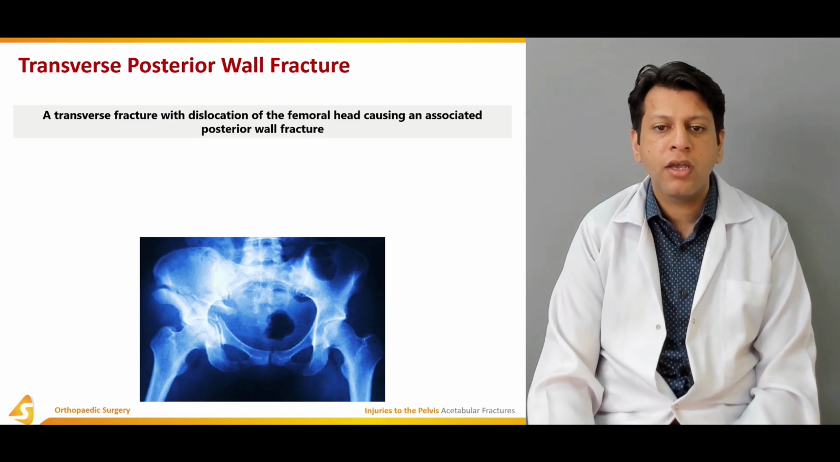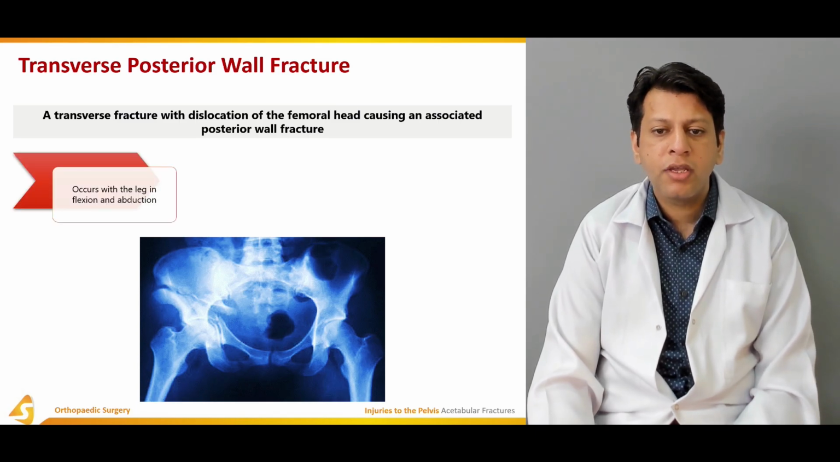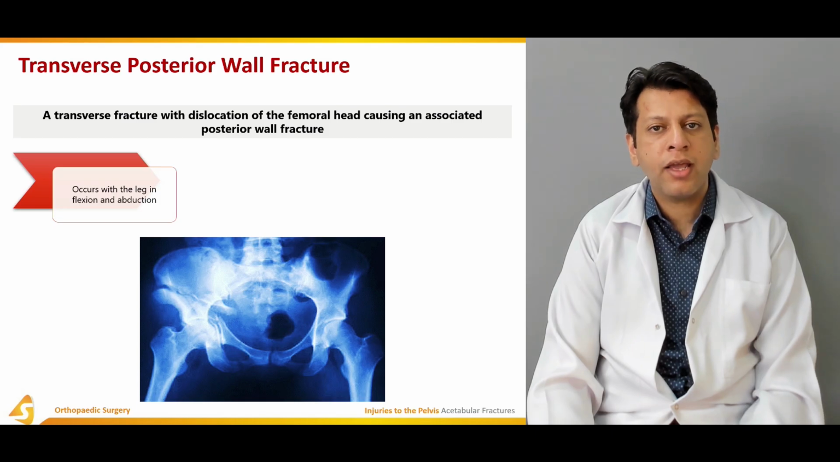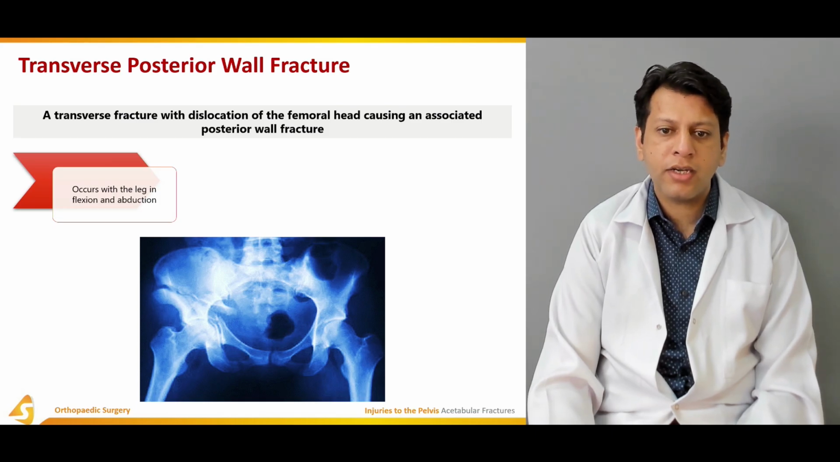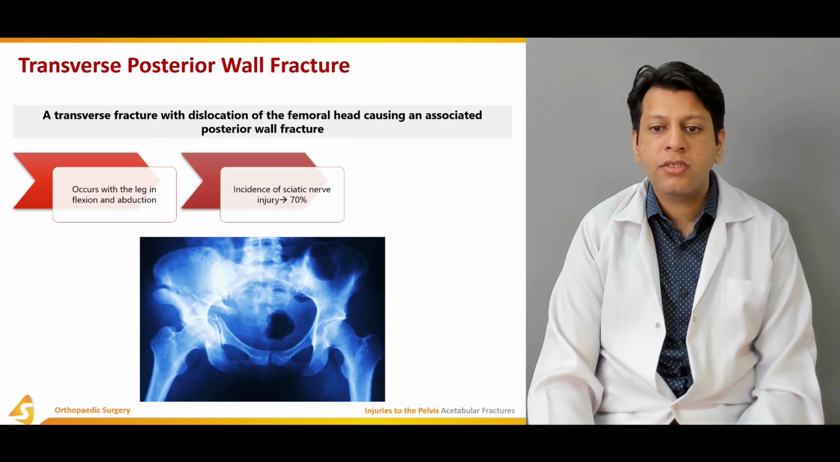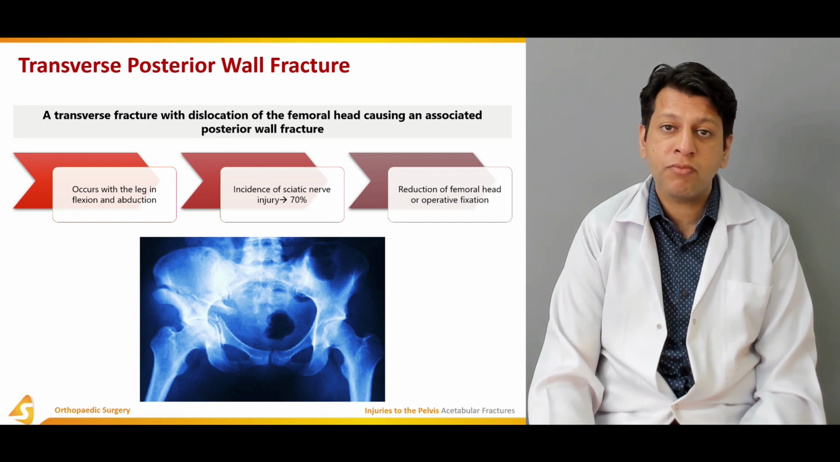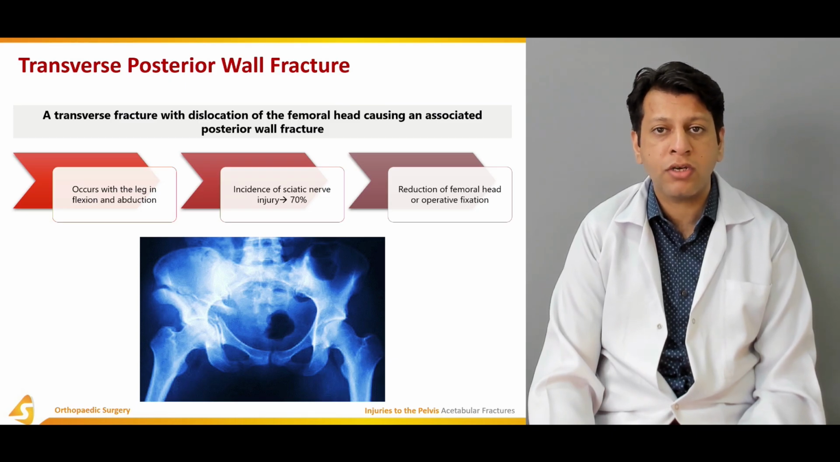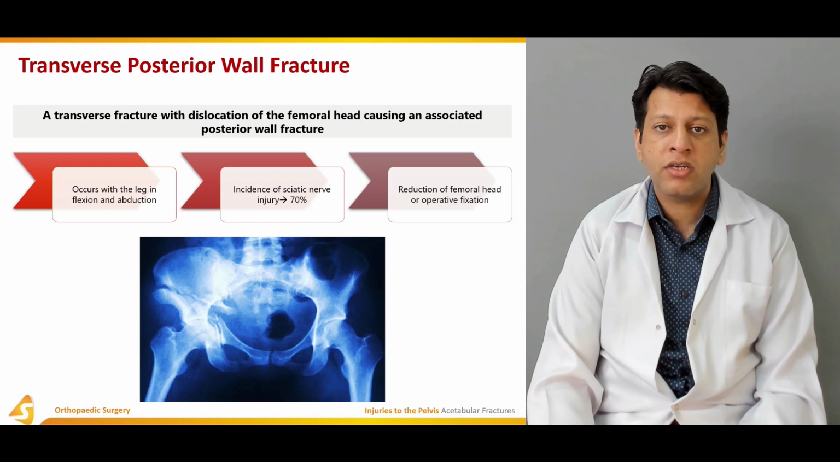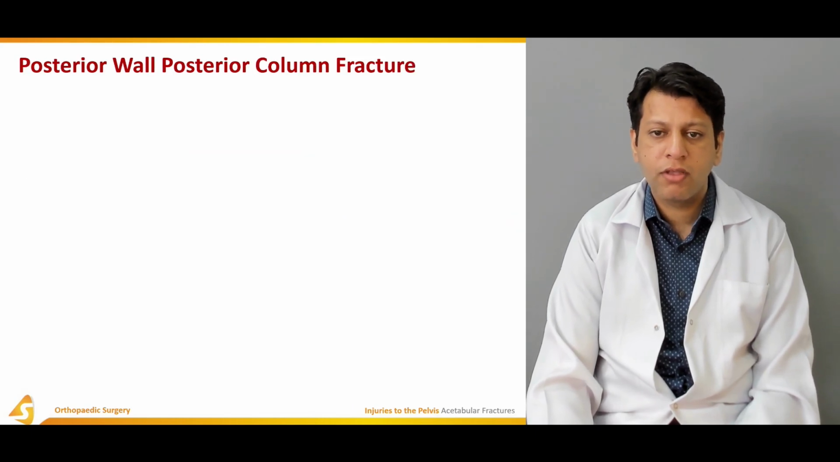This is also an associated fracture type, and occurs when the leg was adducted, flexed and internally rotated. The incidence of sciatic nerve palsy is actually high, almost 70%. Reduction of the femoral head, if dislocated, may initially require closed reduction. If it is unable to reduce, or if intra-articular fragments are present, then it may require open reduction as well.